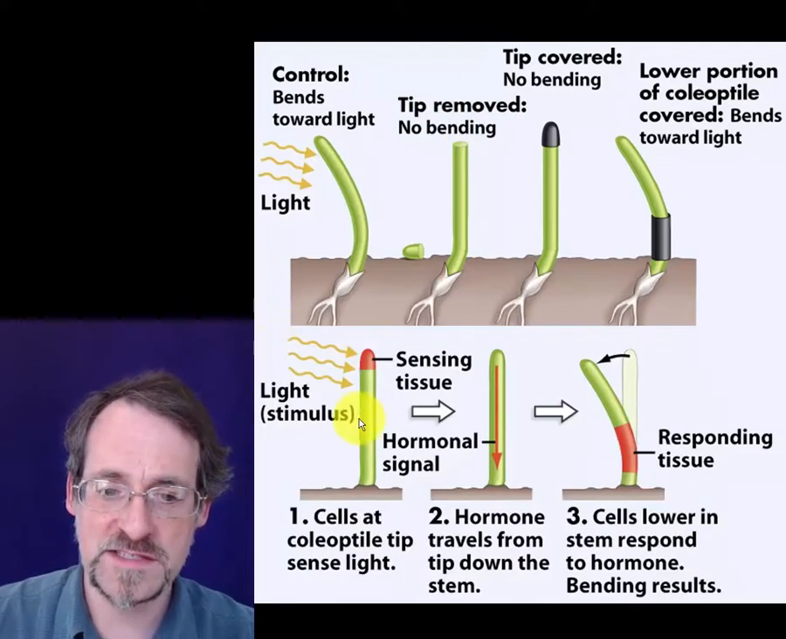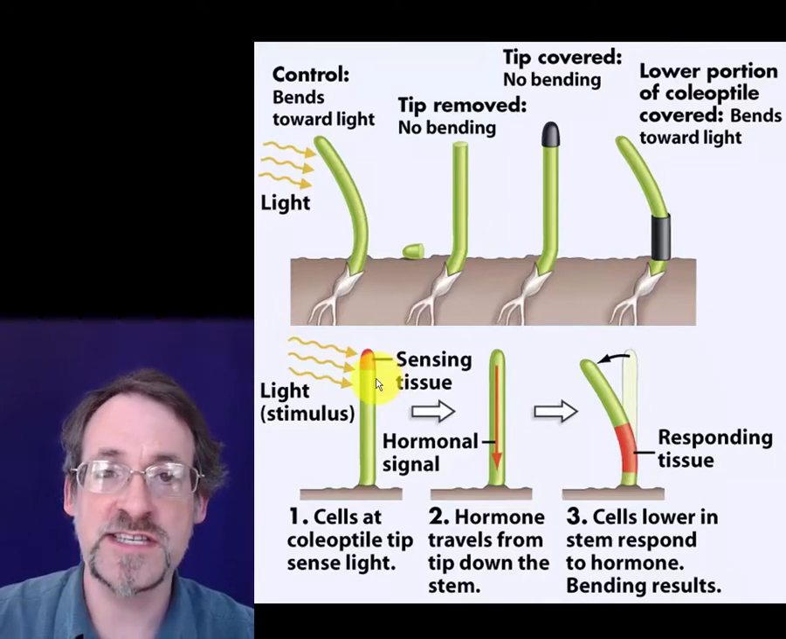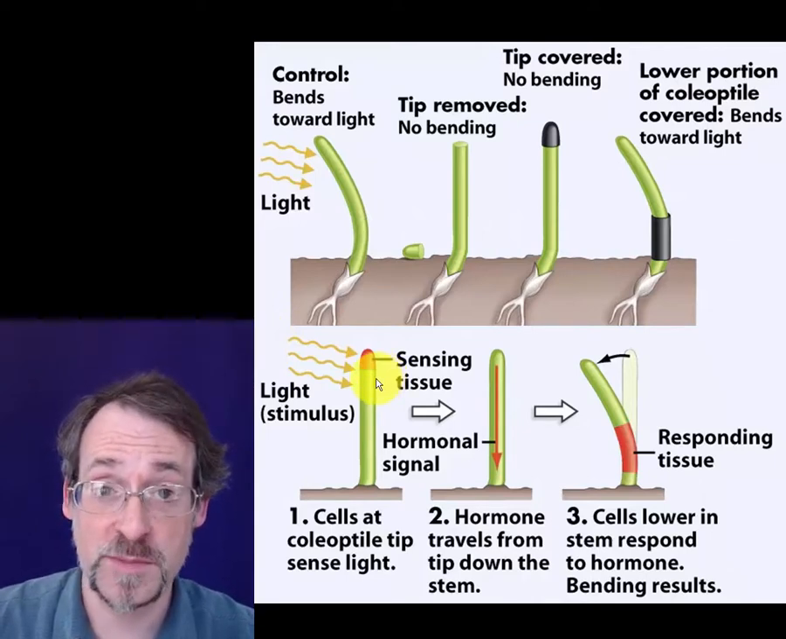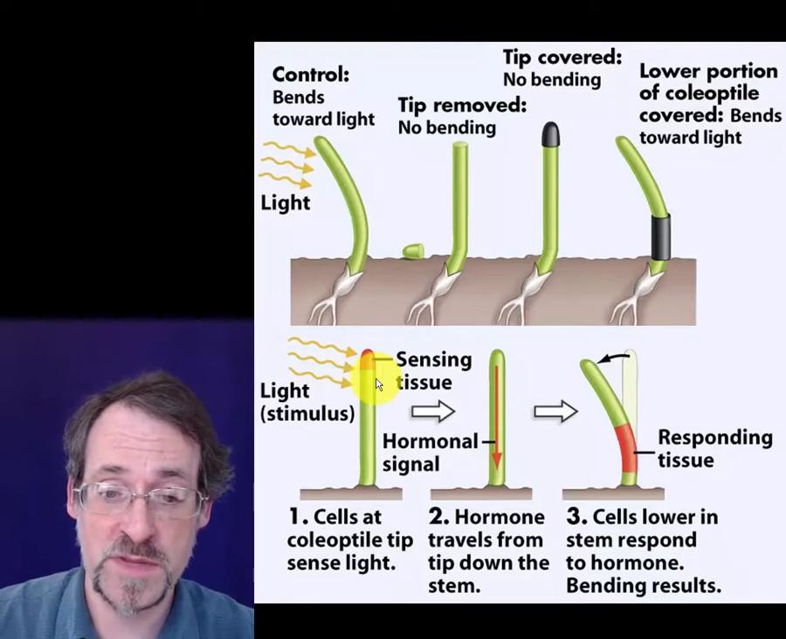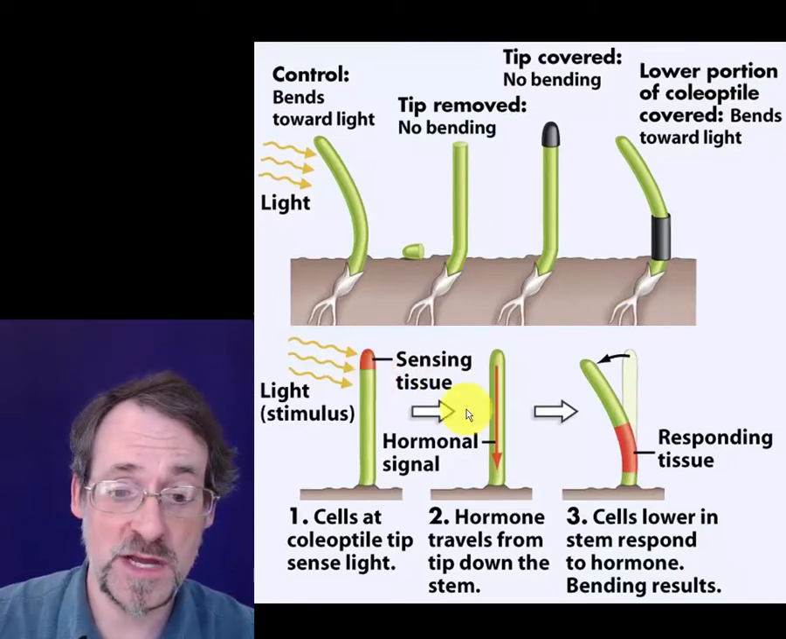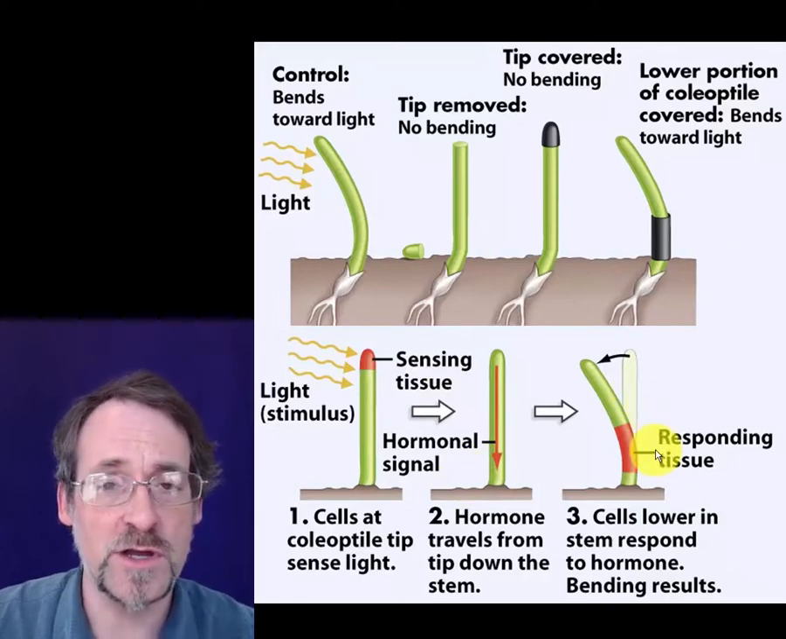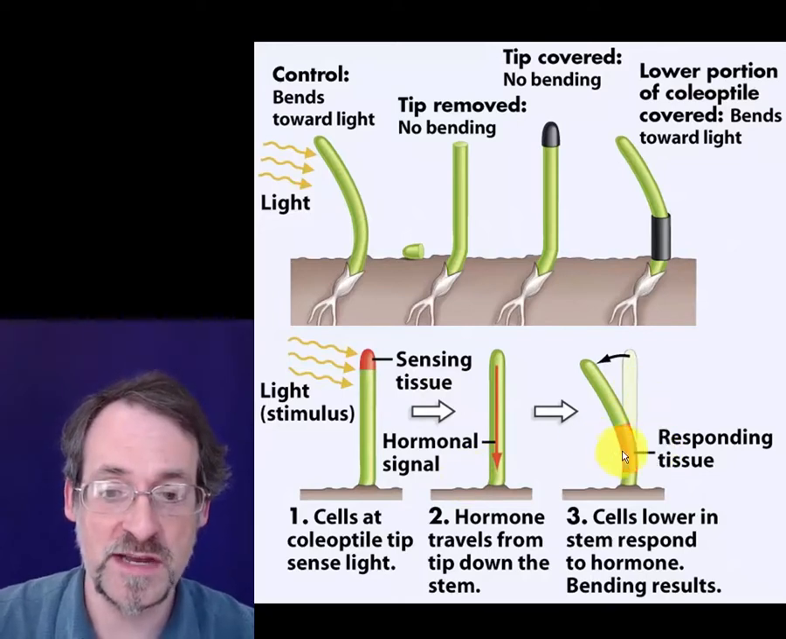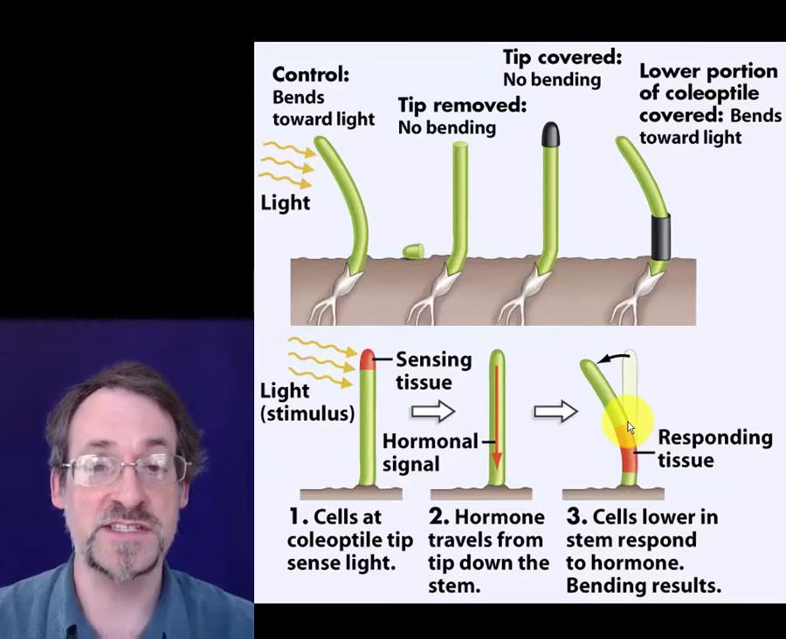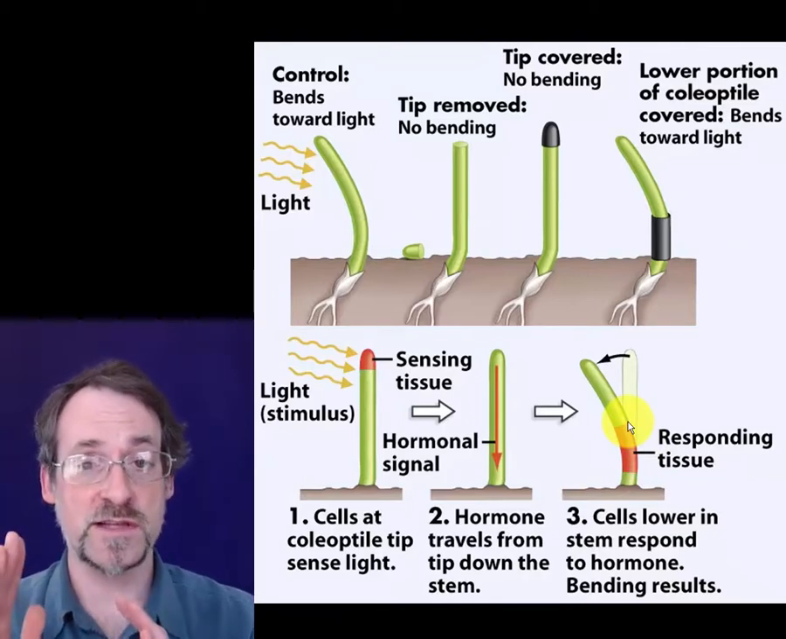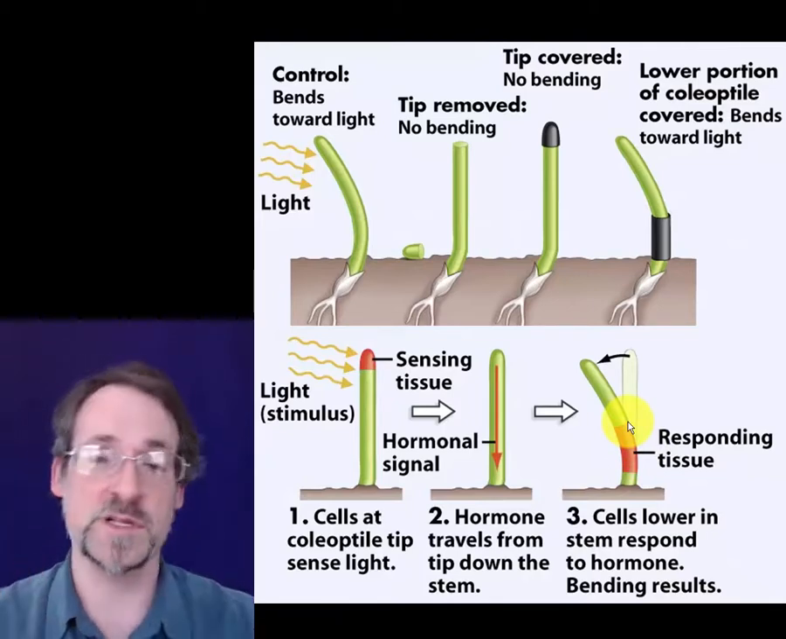The way that this seems to work, basically, is that there is a sensing tissue at the tip of a growing plant shoot. When it senses light, it sends some kind of hormonal signal to one side of the coleoptile, so you get a response that is different on the side that's near the light versus the side that's away from the light.